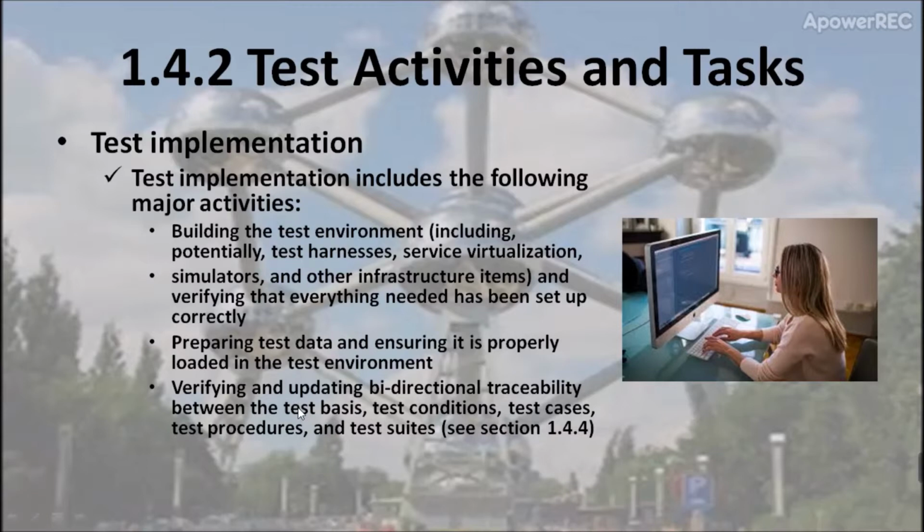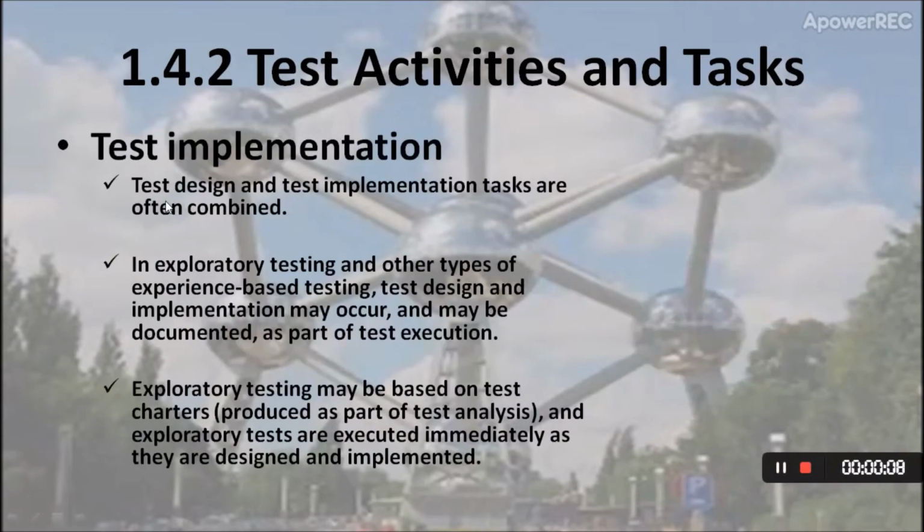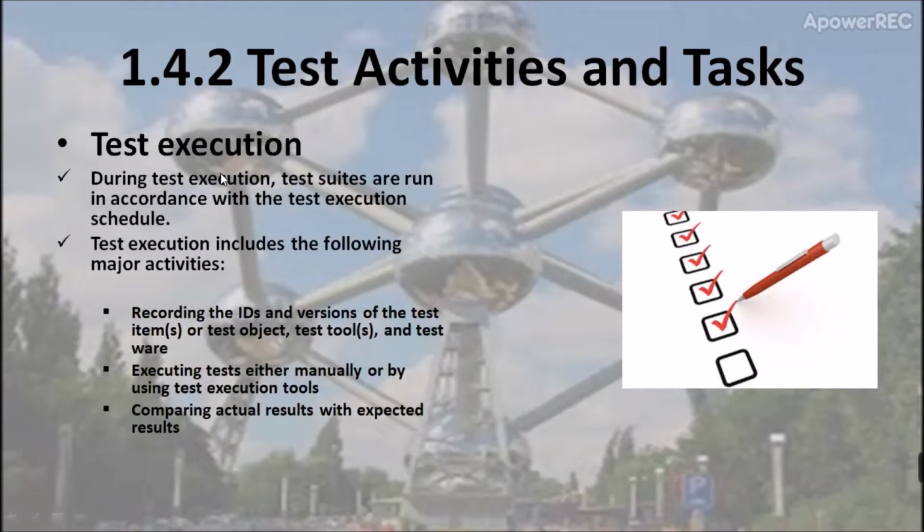Of course, we verify and update the bidirectional traceability between the test basis, the test conditions, test cases, test procedures, and the test suites. Sometimes the design and the implementation tasks are combined at the same time. In exploratory testing and experience-based testing, test design and implementation may be run at the same time as part of the test execution. The next activity is test execution. In test execution, we run test suites in accordance with the test execution schedule.